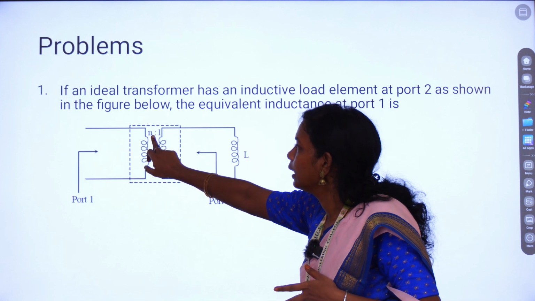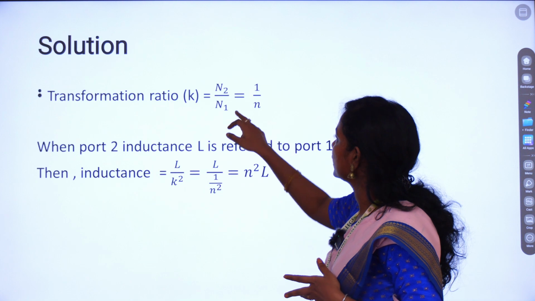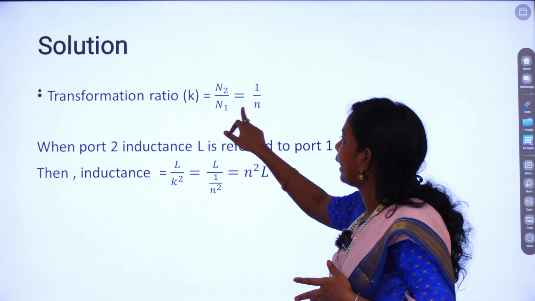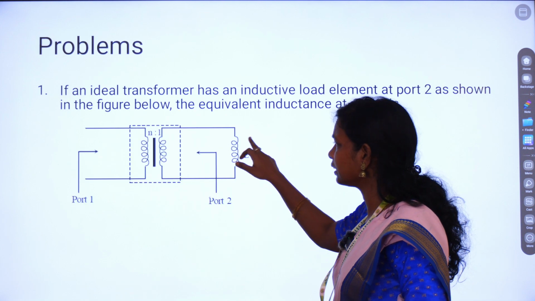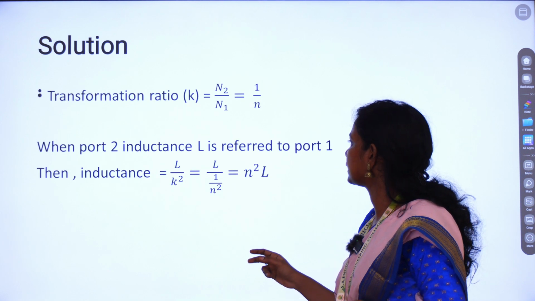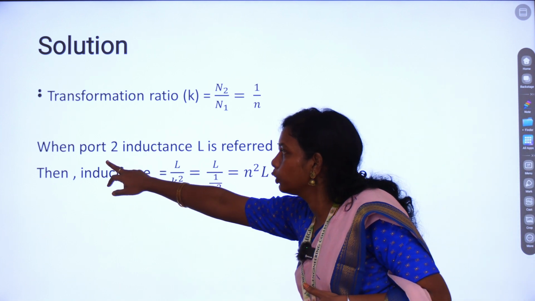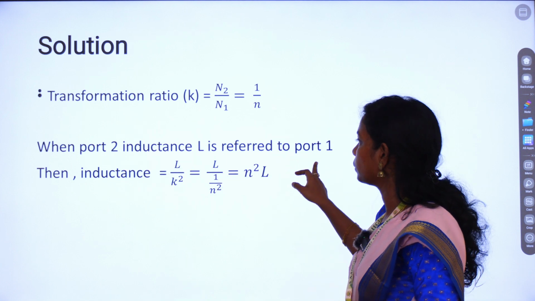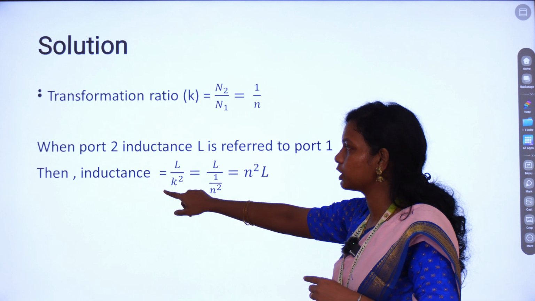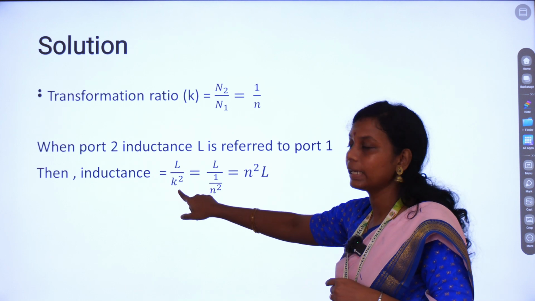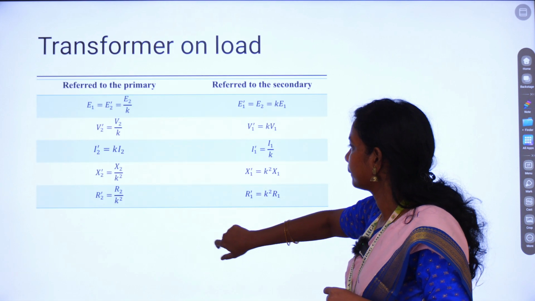1:n:1. So it is n1 and this is n2. While mentioning n2 is equal to 1, n1 is equal to n. Since it is an inductive load, when port 1 is referred to the inductive load, port 2 is secondary and port 1 is primary. So for port 1, the inductance will be divided by K square. As we all know, it will be divided by K square.